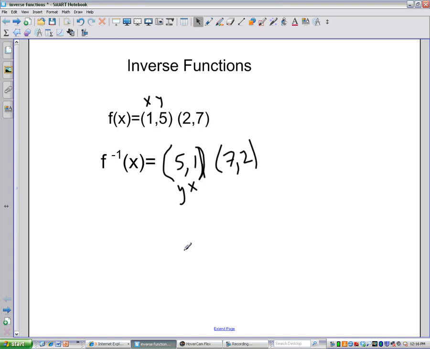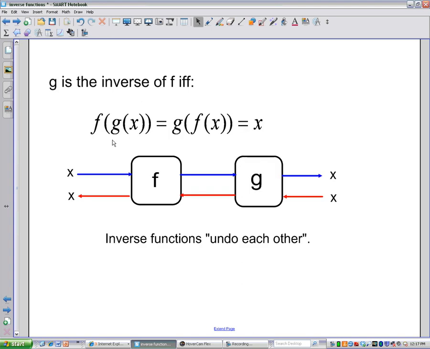We switch x for y. We replace y for x. We fold it over the line y equals x. That's what an inverse function is. So g is the inverse of f if, and I did not spell if incorrectly, when I spell if that way, it means if and only if.